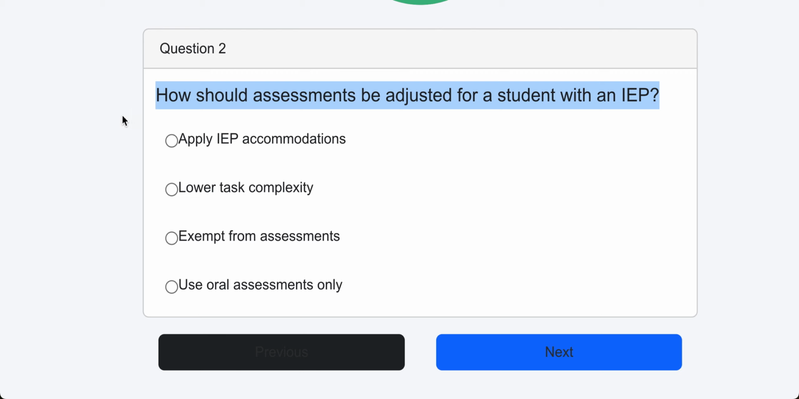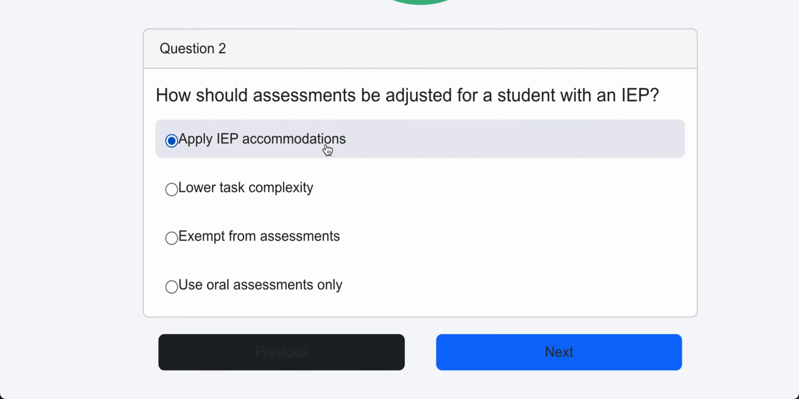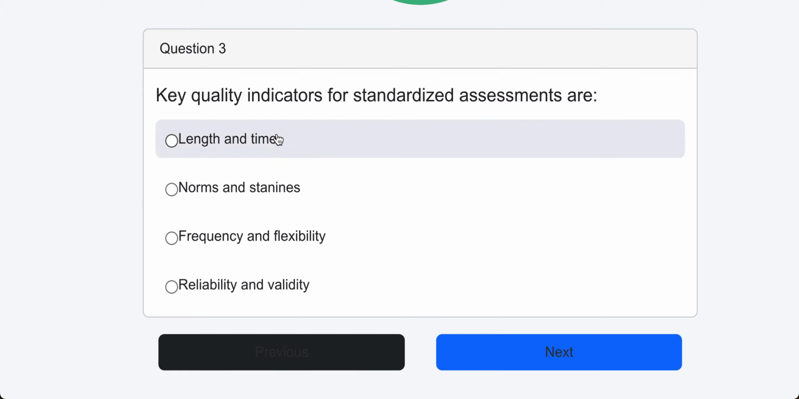This asks, how should assessments be adjusted for a student with an IEP? So as a teacher, what you want to do is use specific testing accommodations that are actually written in that student's IEP or that section 504 plan in order to ensure that you adhere to that IEP. And so what we want to do is select apply IEP accommodations right there. Move on to question number 3.